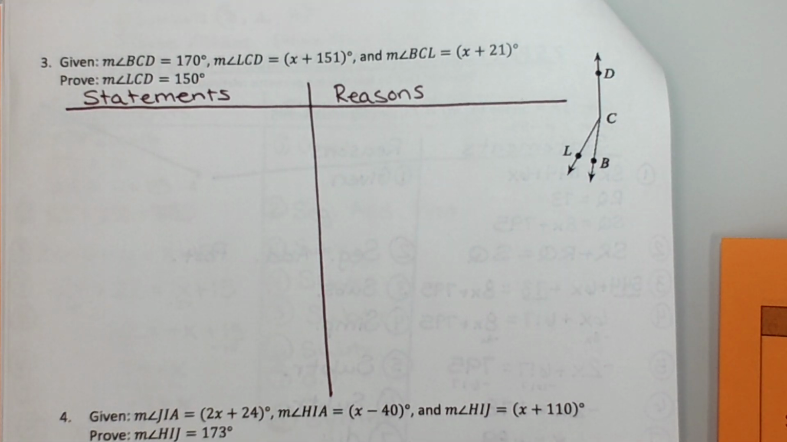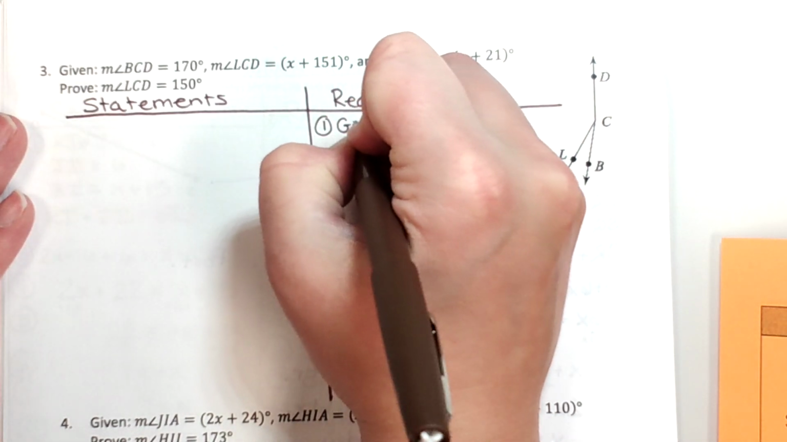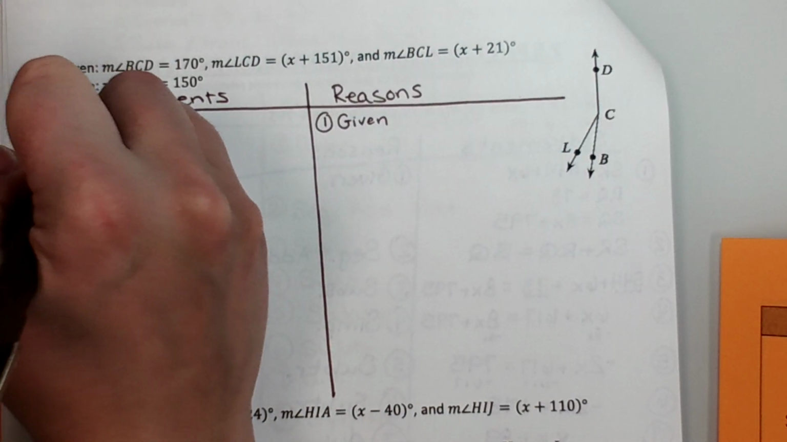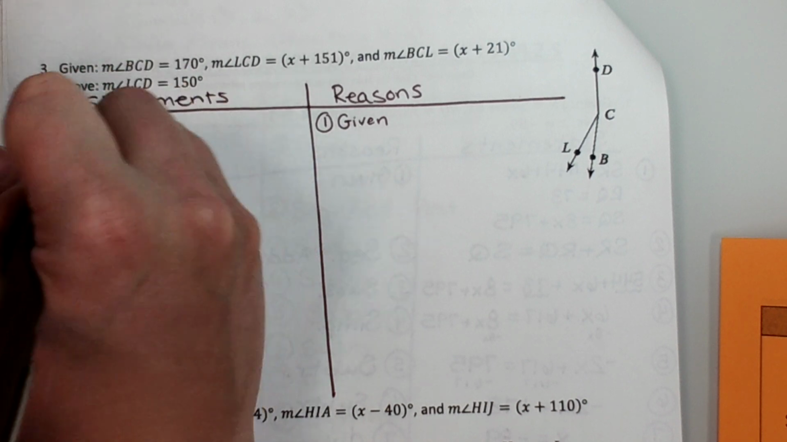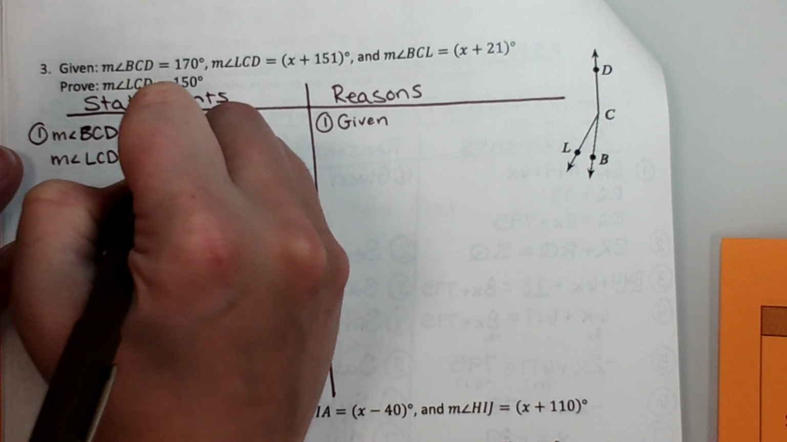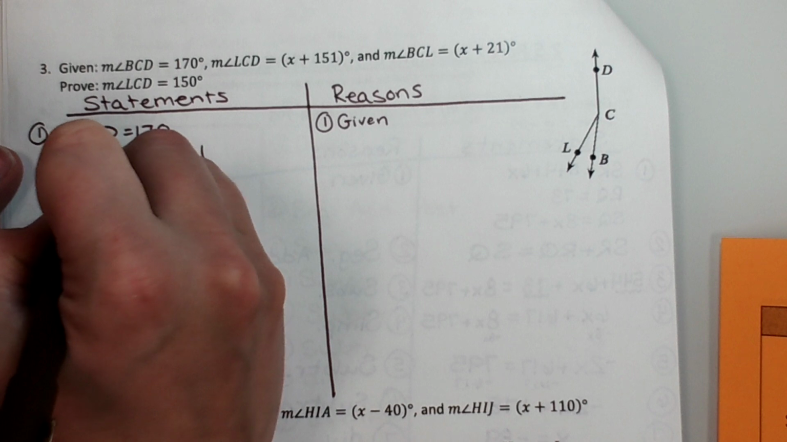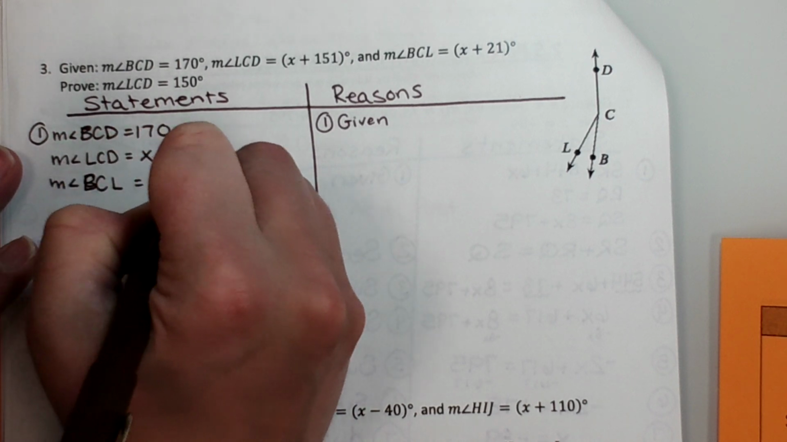Every single proof, regardless of the proof, starts with given. Measure angle BCD equals 170. Measure angle LCD equals x plus 151. Measure angle BCL equals x plus 21.